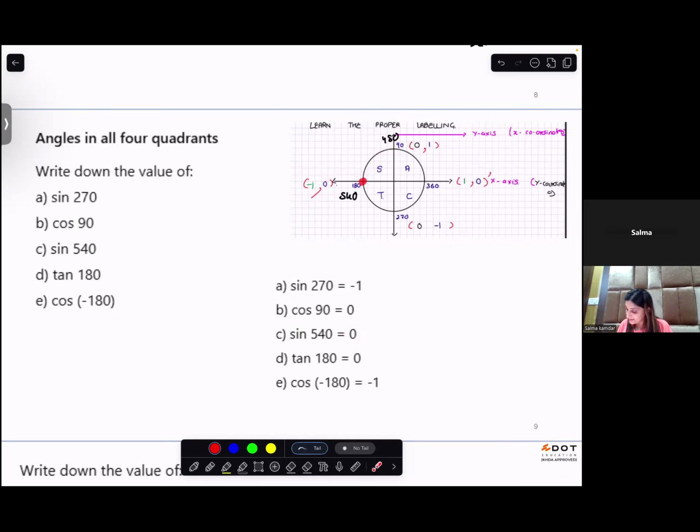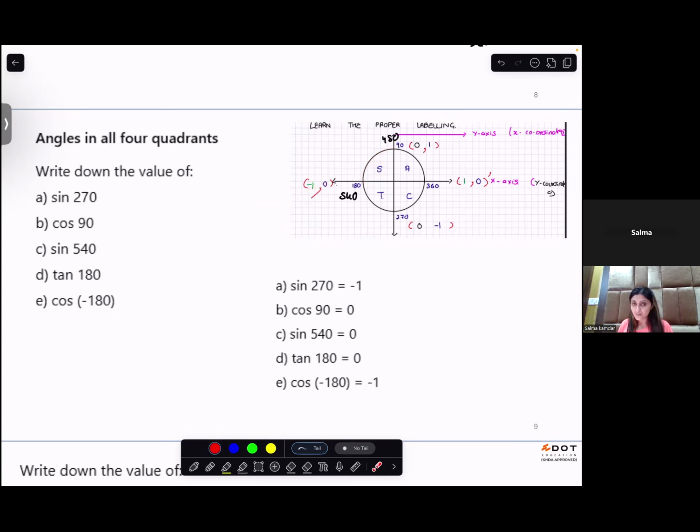Tan 180 again over here. It lies in the second quadrant between 90 to 180. Over here only the sine is positive. Tan is going to be y by x. So 0 by minus 1. So it is going to be 0.